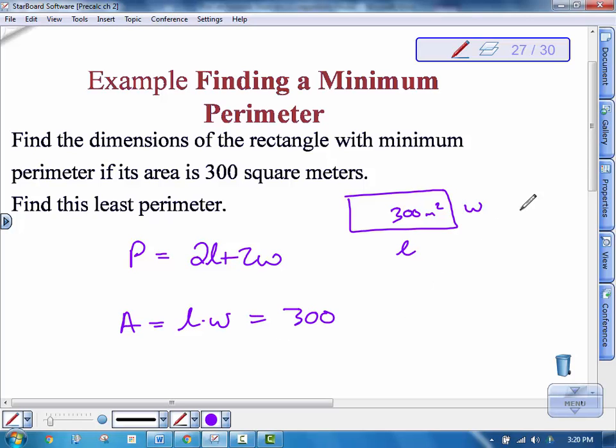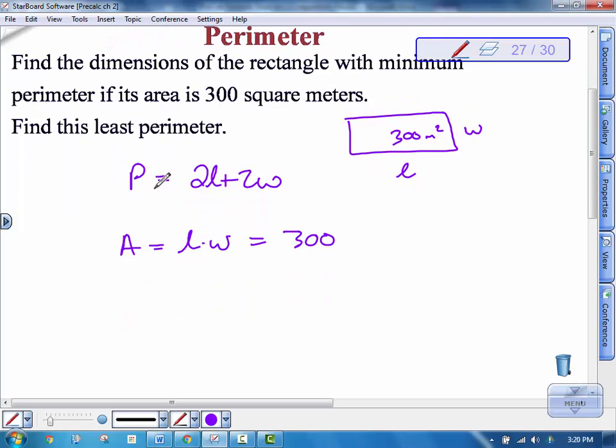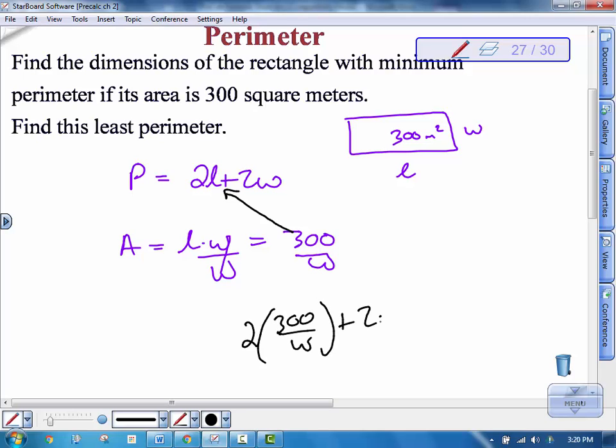So we've got these two equations with two variables. In order to graph this and make a function, we need to eliminate a variable and have the perimeter rely on only one of these variables, like length or width. It doesn't matter. I'll divide both sides by width, so I get length equals 300 over width, and then I'll substitute that in for length right there. So it's 2 times 300 over W plus 2W. That's equal to the perimeter. And now the perimeter is a function of W, since it's only got one variable in it.